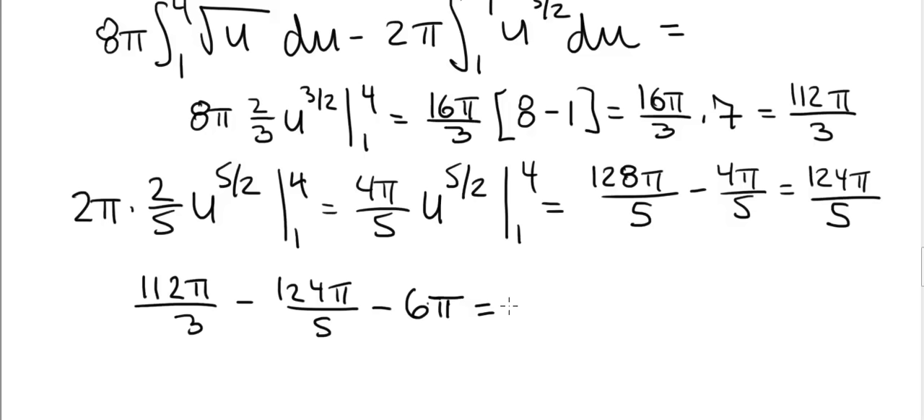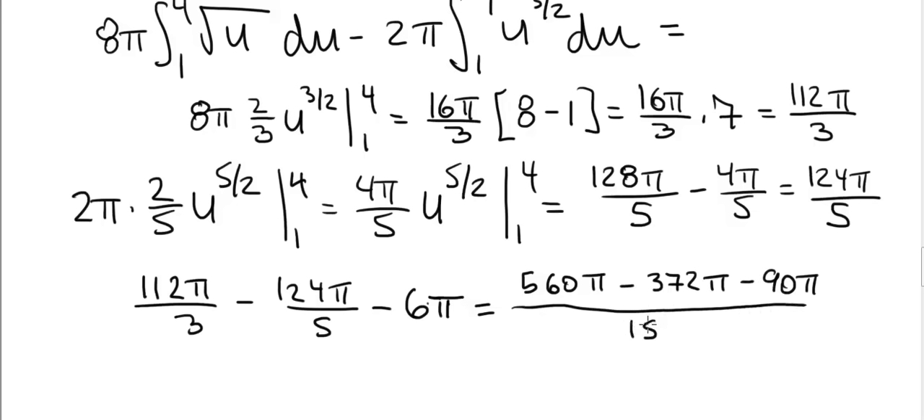We're going to multiply 112 by 5. That's going to be 560 pi, minus 124 times 3 is 372 pi. And then we're going to multiply 6 by 15. That is 90. So minus 90 pi, all over 15. 560 minus 372 is 188. 188 minus 90 is equal to 98 pi divided by 15. So the answer is the same as it was when we evaluated this using the washer disk method.